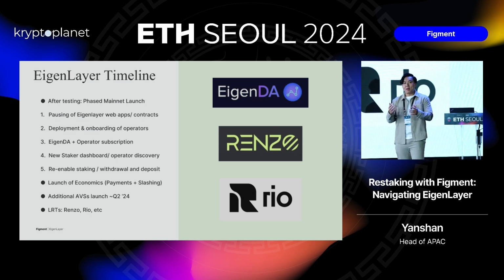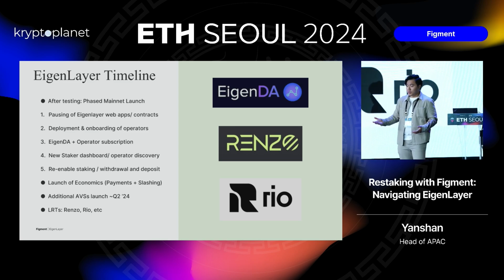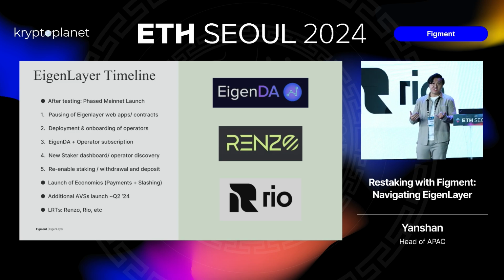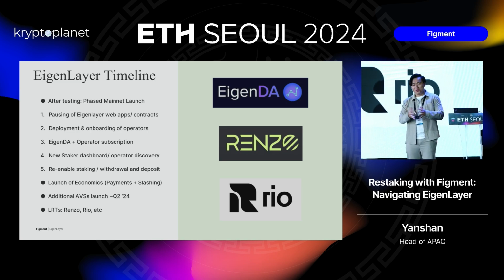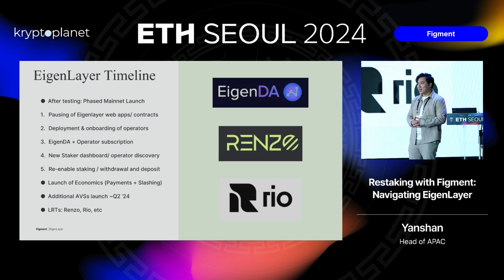And of course, many other different AVSs will launch. I think there are over 60 now. So I'm looking at all of you to hopefully build more on EigenLayer to increase this entire marketplace infrastructure. And finally, as I mentioned, more liquid restaking platforms will be coming up, Renzo, Rio, etc. So this is the entire timeline of EigenLayer. I really look forward to having as many of you participate in this as possible.